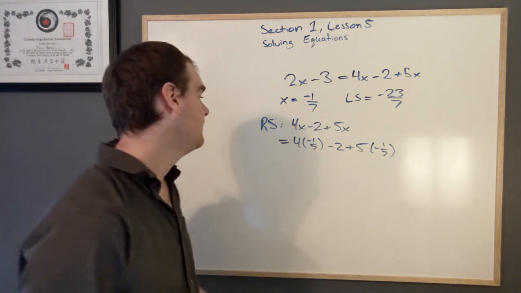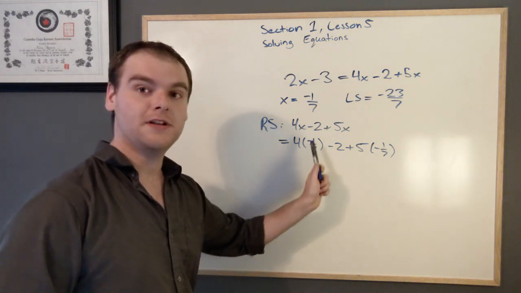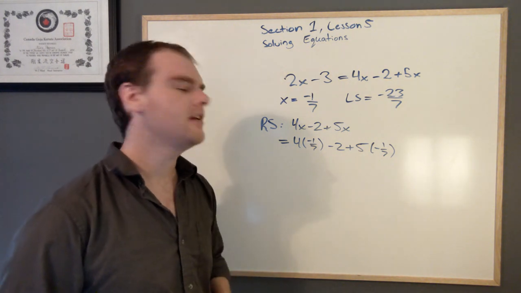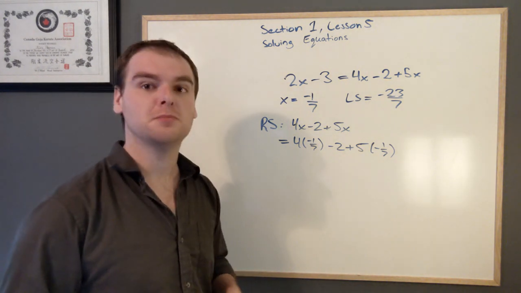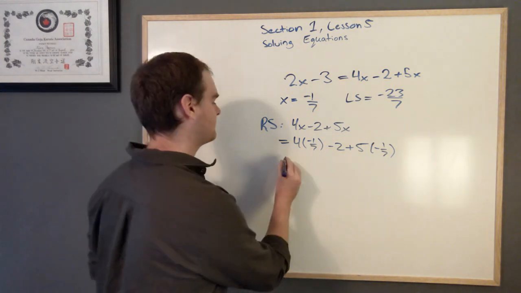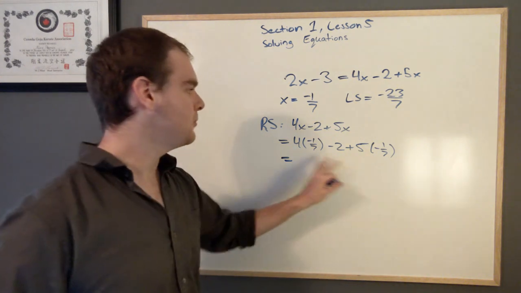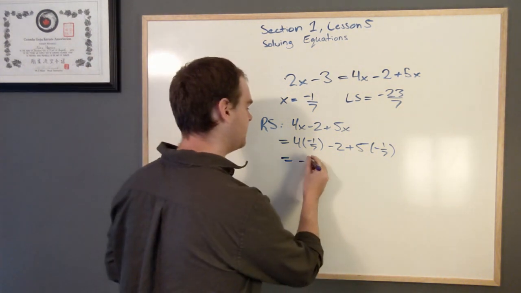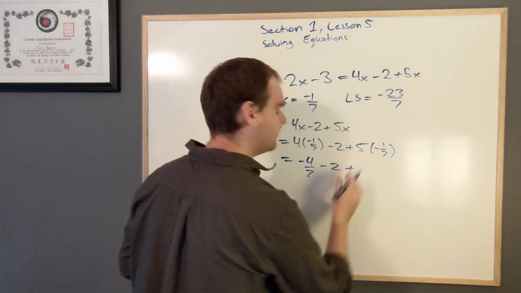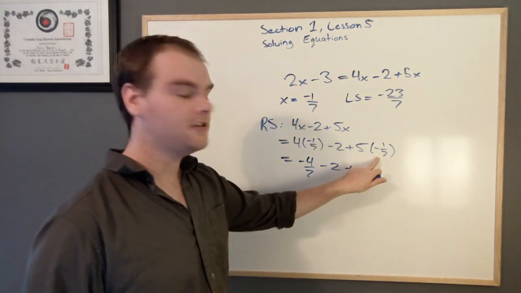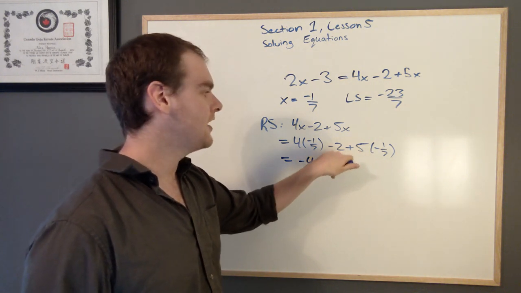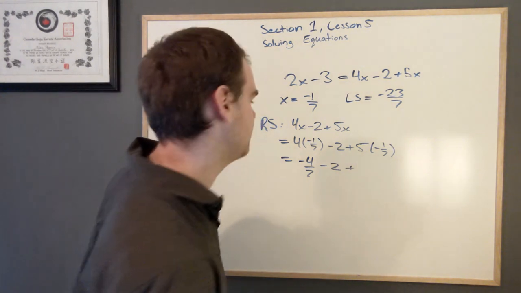Now on to the right side. So I've already substituted the negative 1 over 7 in for the x value. I like to keep the brackets there just because oftentimes you're multiplying anyways, and if you have a negative number, just having the brackets there is handy. So we do these multiplications first. Minus 4 over 7 minus 2 plus, keep in mind here that this negative is going to change this addition to a subtraction.